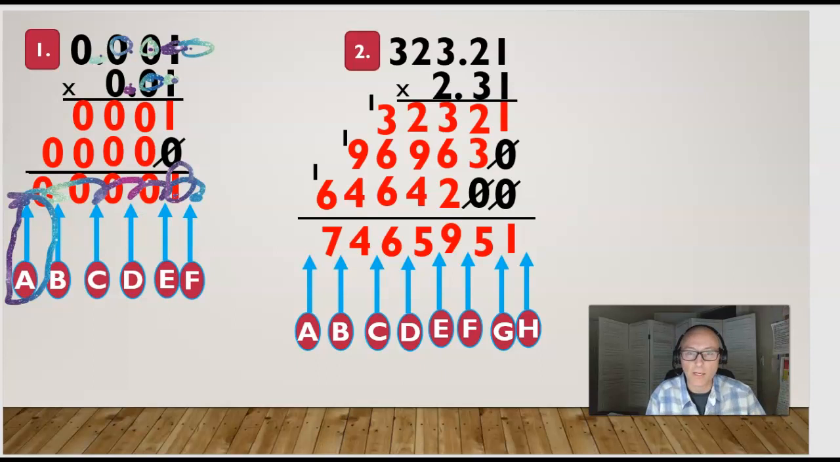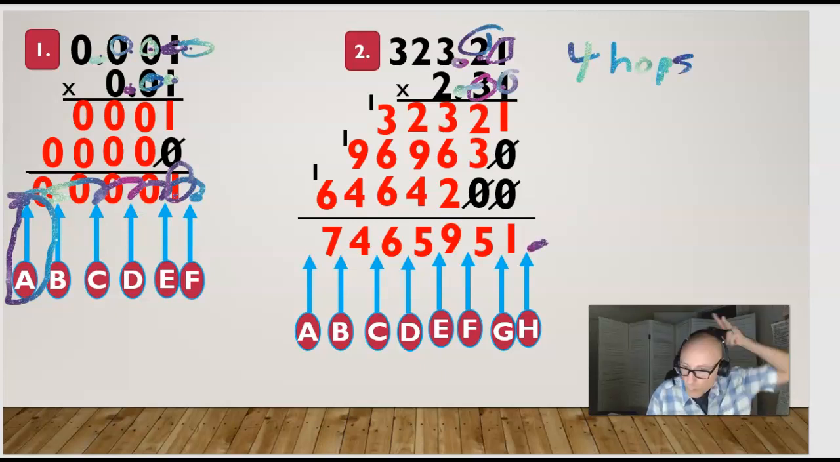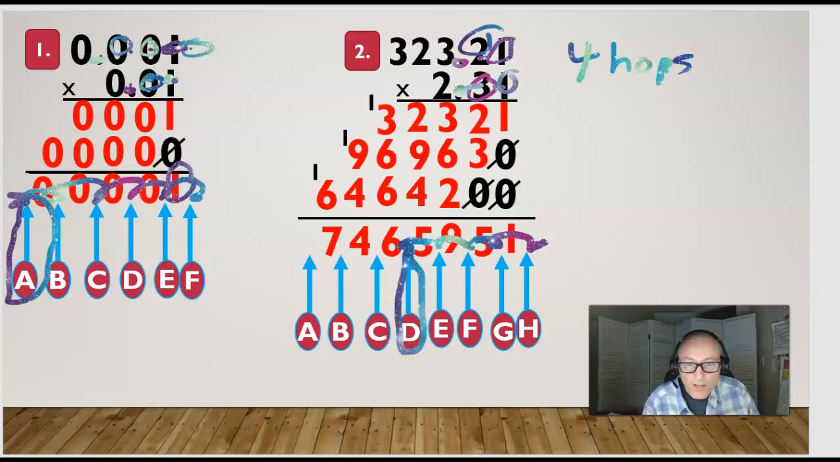That's our main target. All right, one, two, three, four. So behind the decimal, this one we got two. Behind the decimal, these two. That's a total of four hops. Okay, bunny, ready to hop? I'm the bunny. I'm ready to hop. One, two, three, four. This is where the decimal goes.